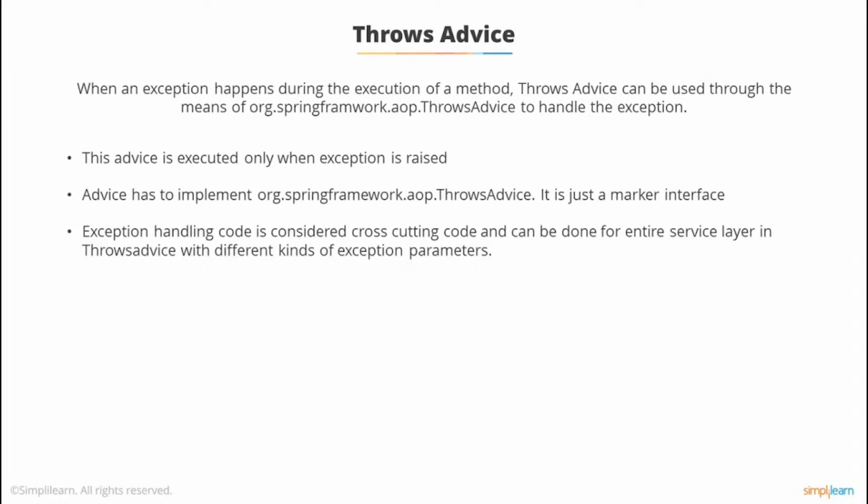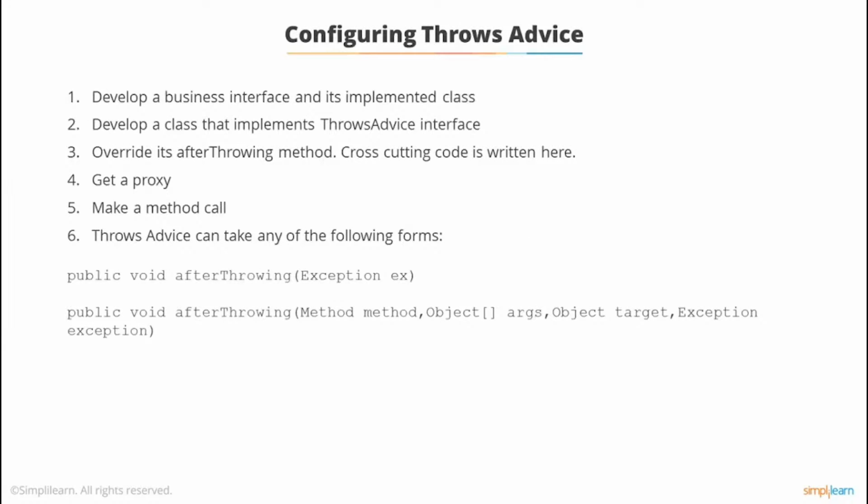This advice is executed only when the exception is raised. The advice has to implement org.springframework.aop.ThrowsAdvice, which is just a marker interface. Exception handling code is considered cross-cutting code and can be done for the entire service layer in throws advice with different kinds of exception parameters. To configure throws advice, we develop a business interface and its implemented class.